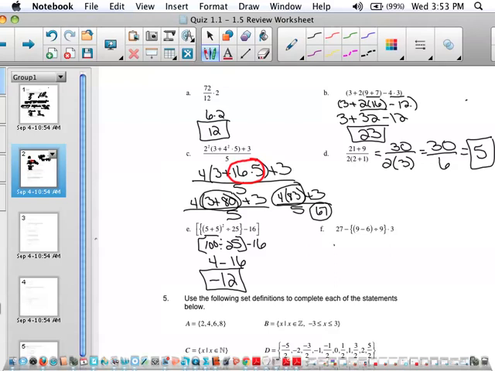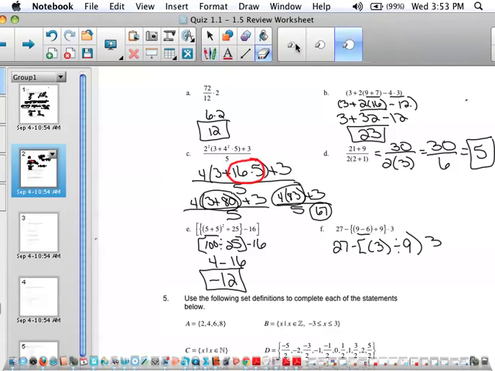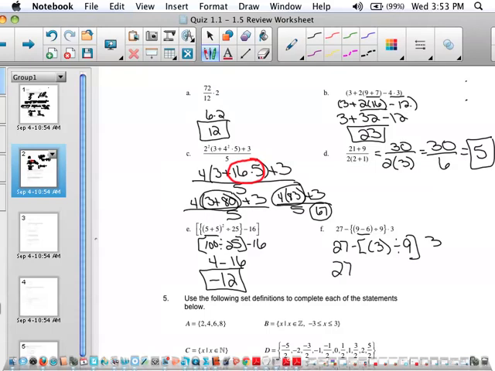F, I have 27 minus, I'll start with the 9 minus 6, which is 3, divided by 9 times 3. Oh, I'm sorry. I need to make sure my symbols of inclusion are the same. So I have 27 minus 3 over 9, which is 1/3, times 3, which becomes 27 minus 1. The answer is 26.